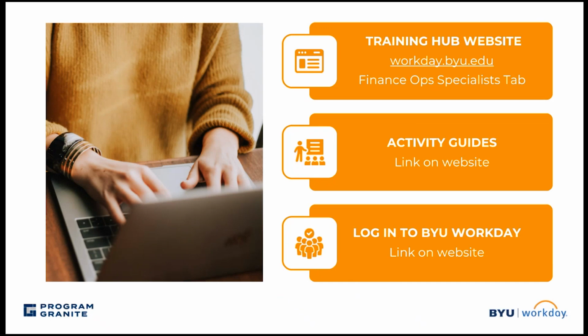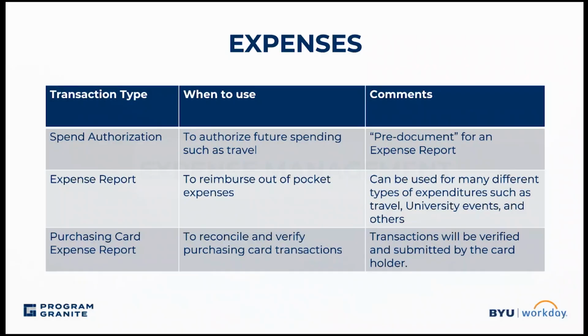We're going to go through the training activity guides. Log into Workday. Which tenant are we in? This is the new lingo. We have a spend authorization, which allows you to spend for future travel. Then you have an expense report to be reimbursed out of pocket for anything, and a purchasing card expense report for reconciliation on your credit cards. So those are our new lingo. It's not a pre-approval anymore, it's a spend authorization.